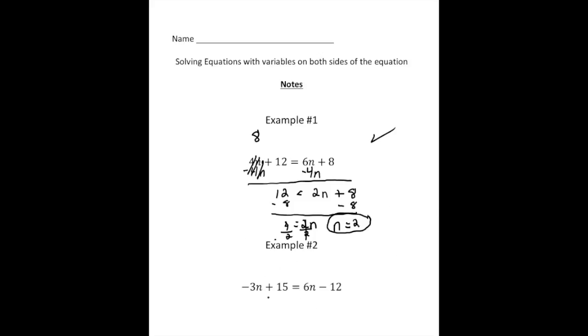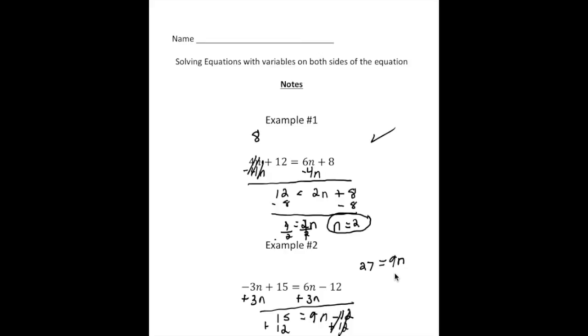So we have negative 3n plus 15 equals 6n plus, minus 12. I'm going to add 3n to both sides. So 15 equals 9n minus 12. And then I'm going to add 12 to both sides. So that's the constant, right? These cancel out. I'm going to continue over here. So 15 plus 12 is 27 equals 9n.